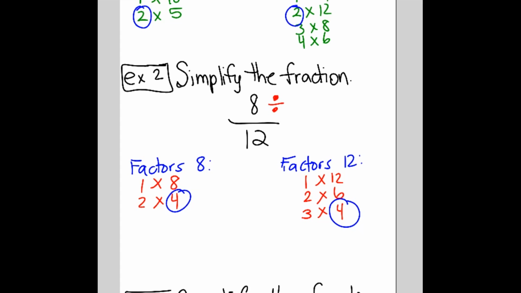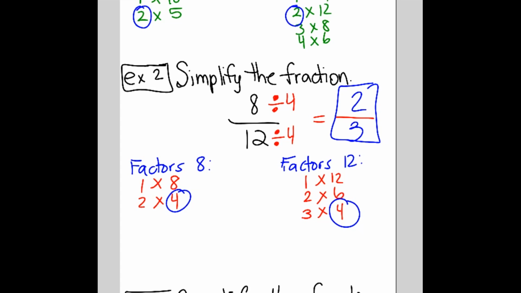So let's start our dividing. So we're going to divide by the factor that we circled. So whatever I do to the bottom, I do to the top, but thankfully it's already there. I see that I'm dividing by 4 for both of them because I already circled that. All right, so 8 divided by 4 equals 2. And 12 divided by 4 equals 3. So this is our simplified form.